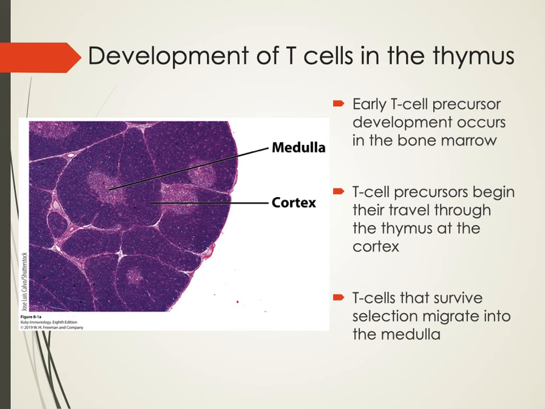So if you look at that figure, you can see how the medulla is towards the middle of the structure, and then as you move out, you move into the cortex. So again, these T cell precursors are going to move towards the cortex, towards the outside, and then what they'll do is migrate back into the medulla when they have undergone selection.